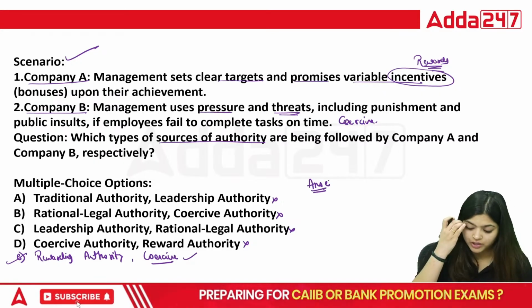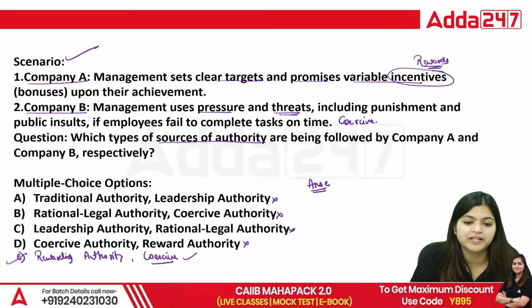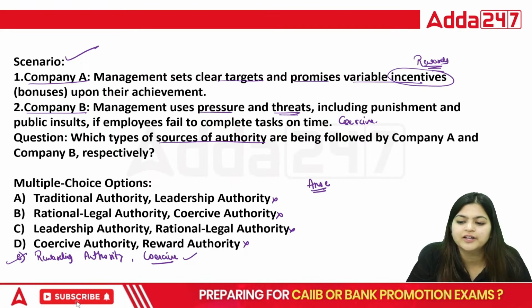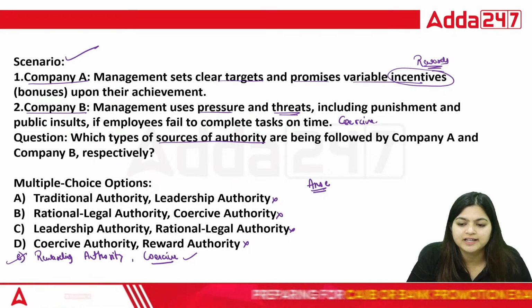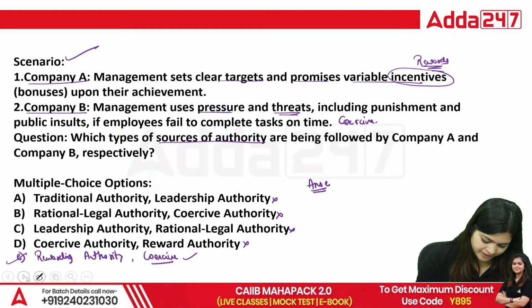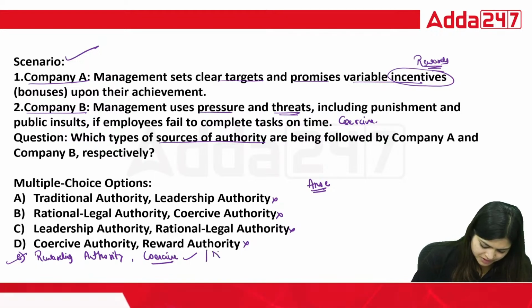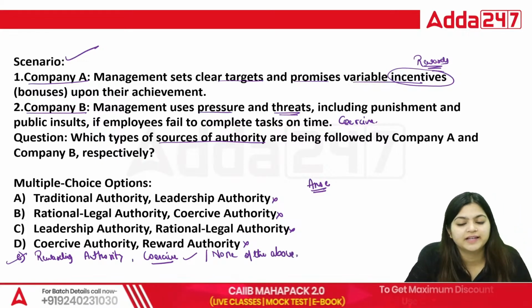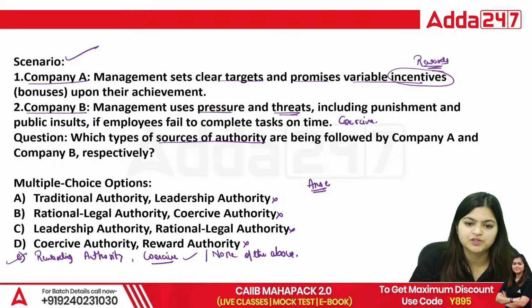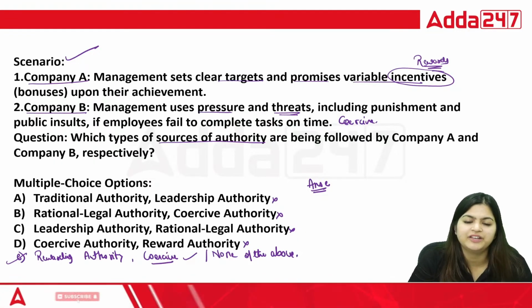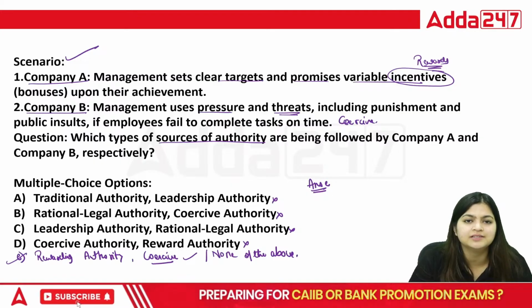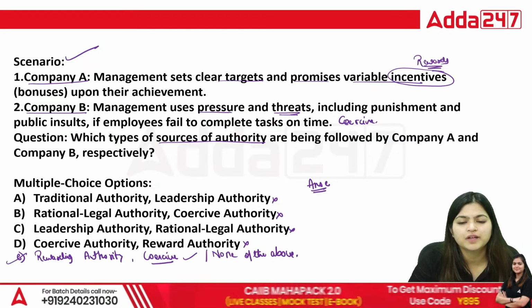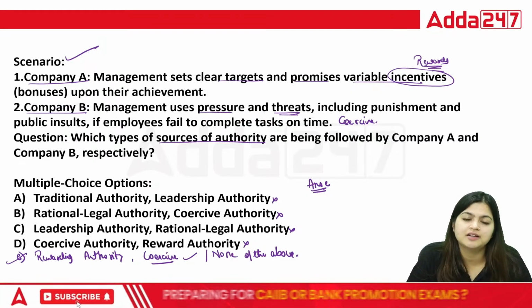Because the first is talking about rewards, that is rewarding authority, and the second is coercive authority, because out of fear they are going to follow their management. So the correct answer is going to be answer E, or if in the exam they do not give an E option, they are going to write none of the above. So this is about sources of authority. Under sources of authority, we have more authorities like legitimate, coercive in nature, and expertise. All these are different sources of authority. Remember, in the exam they can ask theoretical questions.